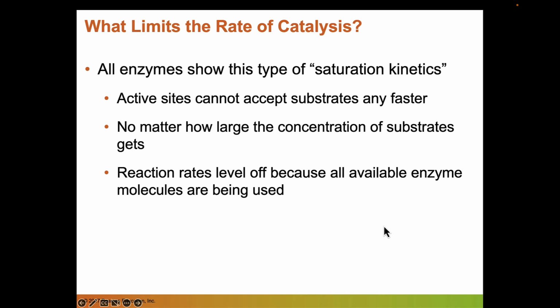So all enzymes show this type of, we call it saturation kinetics. And this is because active sites cannot accept substrates any faster. No matter how large the concentration of substrates gets at this point, there's simply not enough enzymes to make more products. And reaction rates level off because all of the available enzyme molecules are being used.